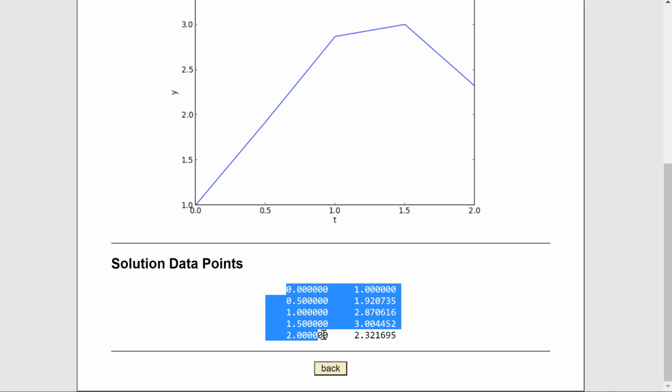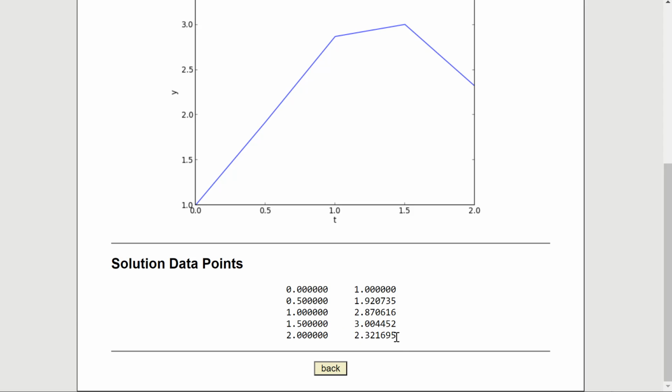The first column here is the t values starting at 0 and ending at 2. And then the second column is the y values that we had in our table here, given to 6 decimal places. If you wanted more digits of accuracy, then you could perhaps use a different app or a spreadsheet. But for this app, these are good enough for what we're going to be looking at here.